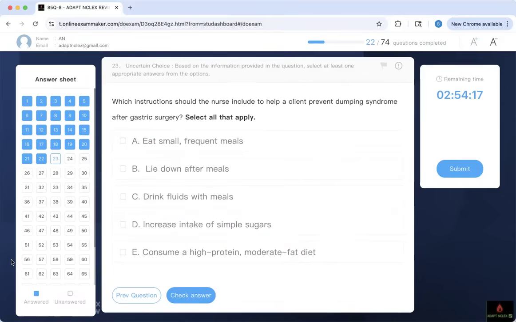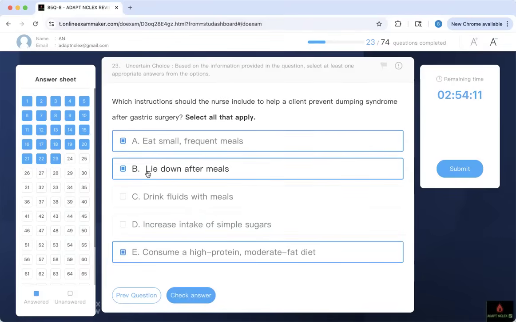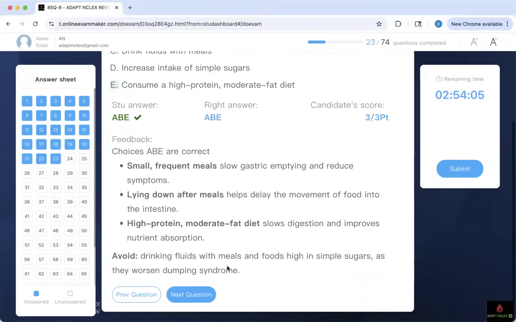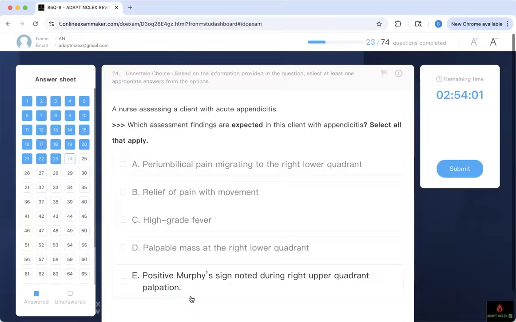Therefore, what do you think is the right answer? Consume that. That's number one. Eat small, lie down, but don't drink fluid with it. Drinking fluid with meals is unacceptable, and increasing simple sugar is too. And that's the concept. You can take a picture of it.